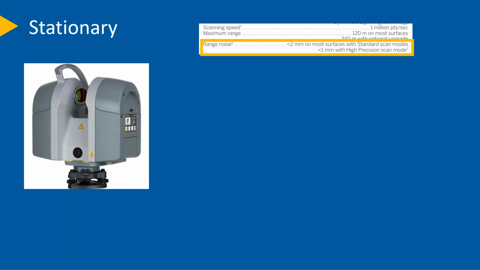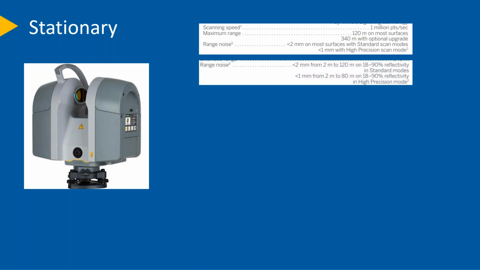Now this scanner in particular also has a high precision mode, which would allow you to get less than 1 millimeter. Now, if I look down a little bit farther on the data sheet, it's going to go into a little bit more definition of what standard most surfaces means. So in this case, the range noise is less than 2 millimeters from 2 meters up to 120 meters on 18 to 90% reflectivity. This is in the standard mode.